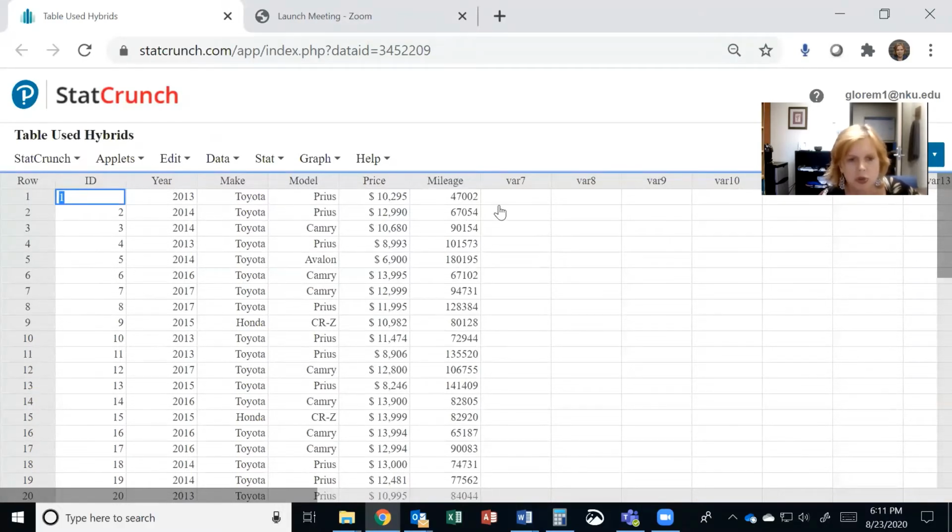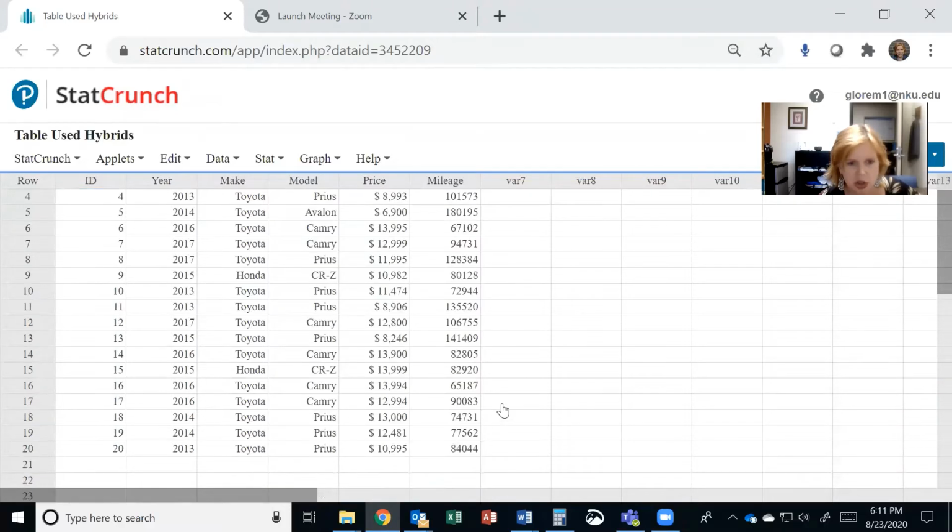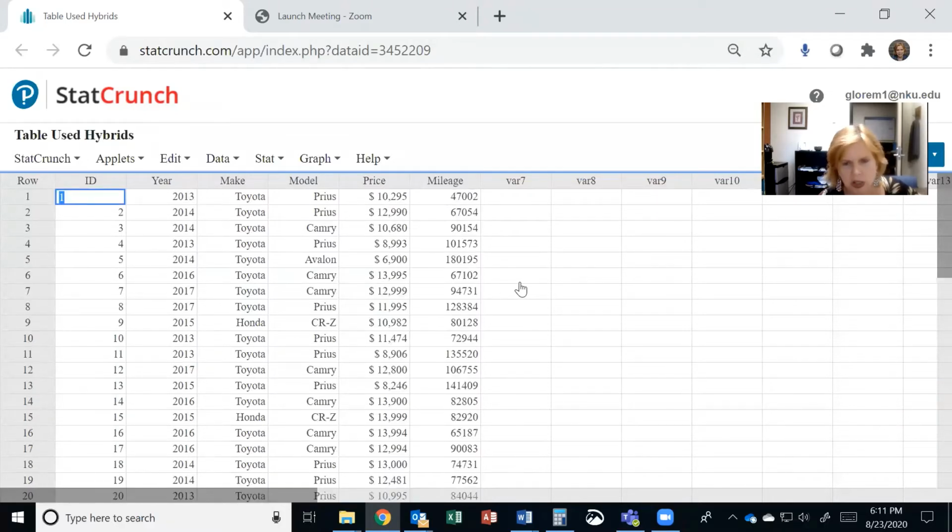So what we're going to do is break up this range of values into equal intervals that we call bins. So the smallest mileage in this list is 47,002. The biggest is this 180,195. So we're going to split the data up in that range from 47,000 to 180,000, and then we're going to count the number in each range, and then to get a proportion, we'll divide by the total.